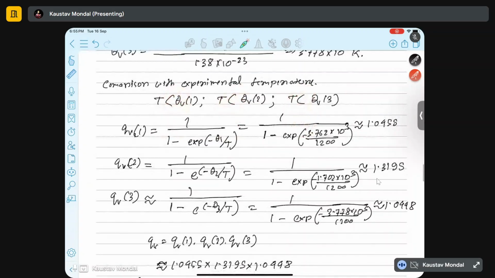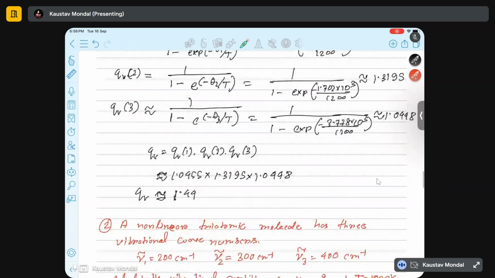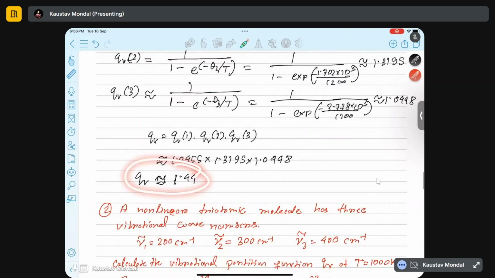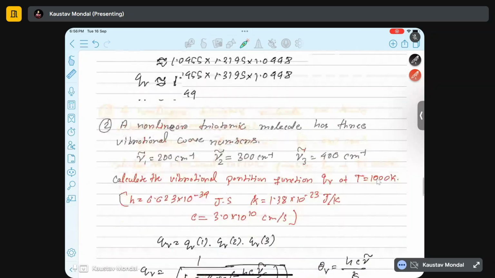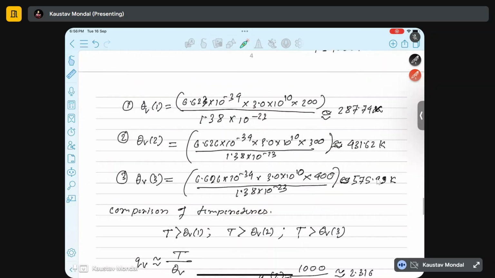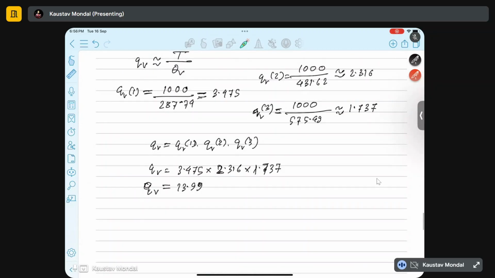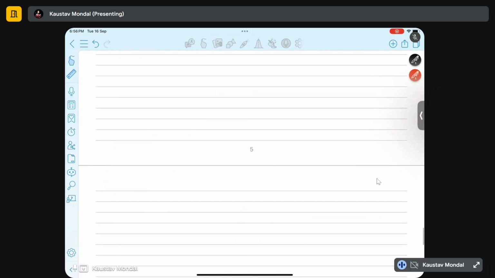So anyway, when the temperature is smaller compared to the vibrational characteristic temperature, simply we get QV1, QV2 and QV3, and their values are almost equal to 1. So by multiplication we get the value QV equal to 1.4, very close to 1. Next case, the temperature is higher, so we got the expression QV is 13.9, right? So this is done right now.